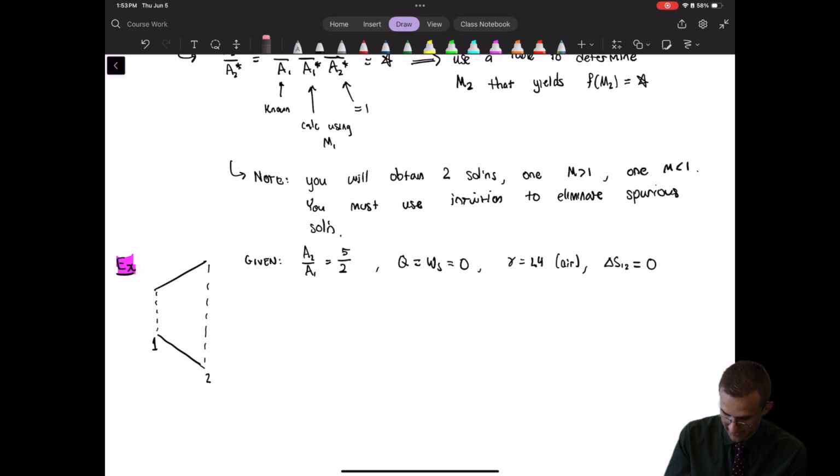We also know that the Mach number at the entrance is 0. Okay, it's quiescent, let's say. And then we have that P1 is equal to 4 bar. Okay, so what we want to find here is M2 and P2.